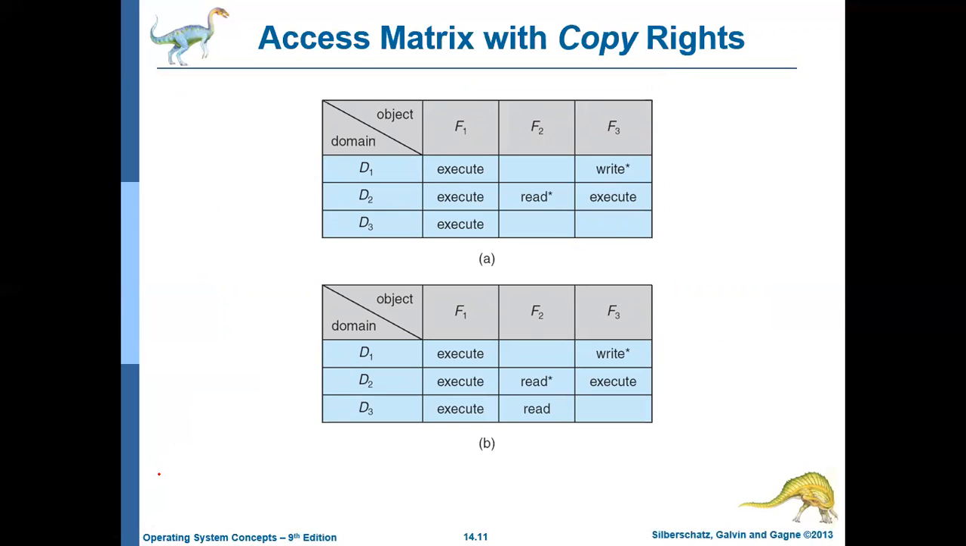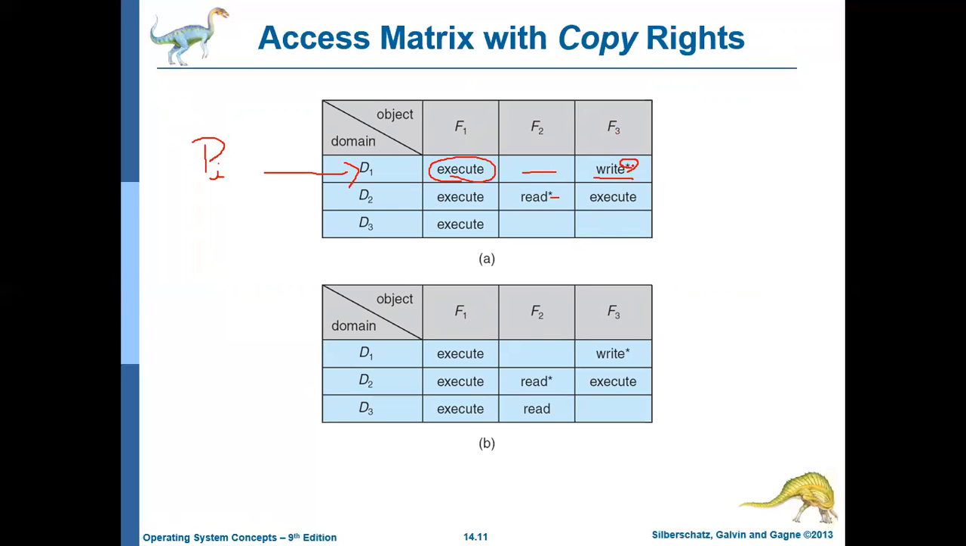Similarly, there is something called copy rights. That is a right to copy. The right to copy is represented using the star symbol. So here you can see there are two star symbols. What does it mean? Let us take this example. Say a process PI is currently executing on the domain D1. What it means is that the process PI can perform execute operation on the object F1, it can't perform any operation on F2, and it can perform write operation on F3.